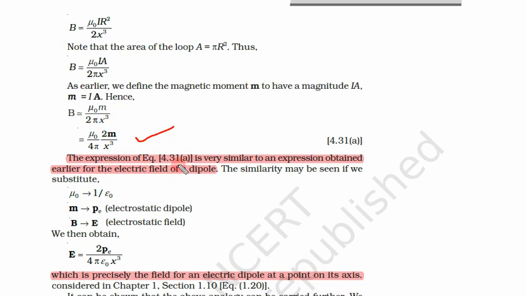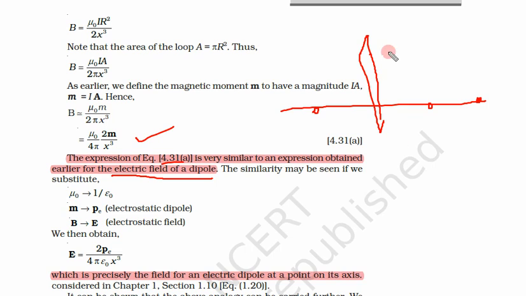The expression 4.31a, this one, is very similar to an expression obtained earlier for the electric field of a dipole. If you remember, we solved the electric field for a dipole and we solved for two cases. One case when the point is on the axis, somewhere on the axis connecting the dipole, and another case when the point is somewhere in the plane bisecting the line of the dipole. So there were two cases. First, when this point was on the line, and another case when the point is on this perpendicular bisector plane. These were the two cases that we solved.